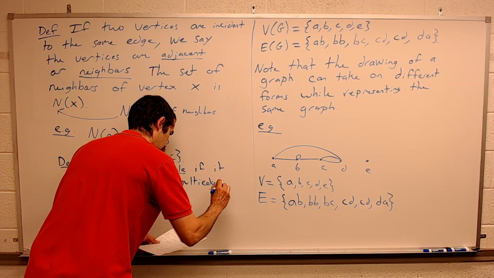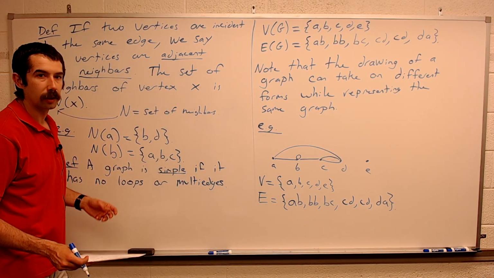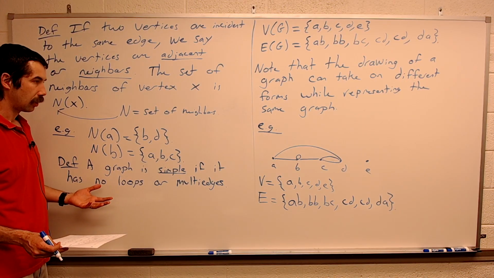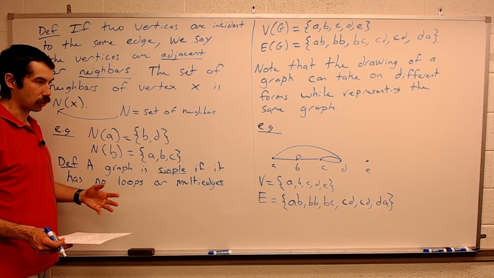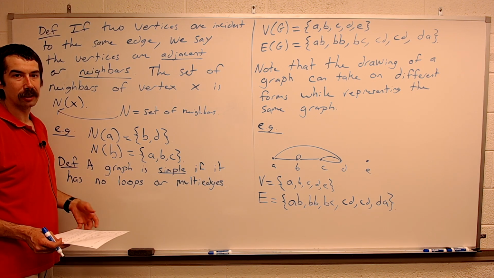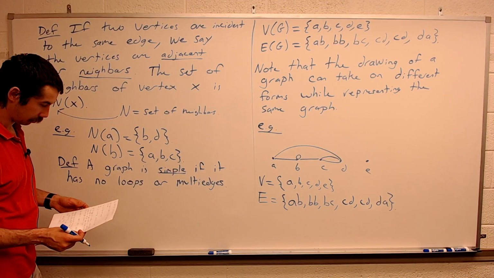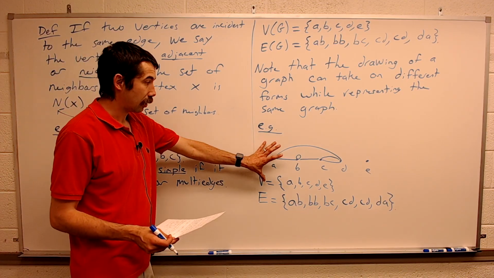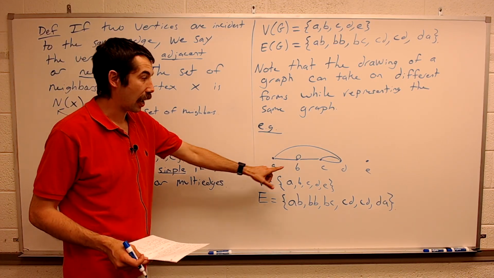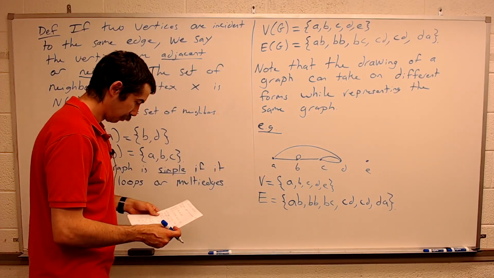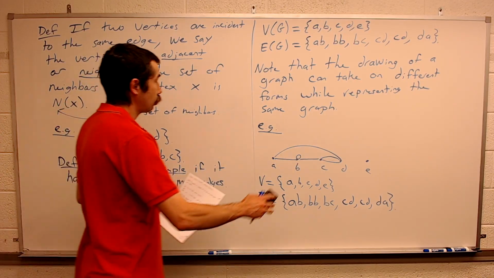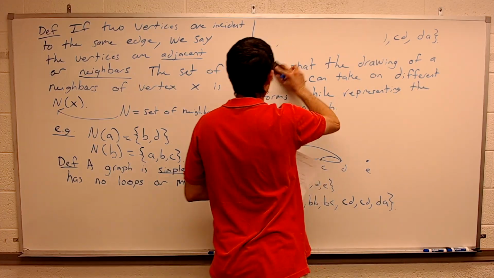Okay, so most graphs that we're going to look at throughout this course are going to be simple graphs. There's going to be no loops and there's going to be no multi-edges. And so here, this graph is certainly not simple, right? It has a loop, it has a multi-edge. And then one last definition for today.